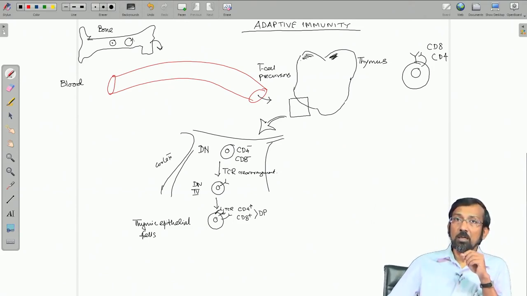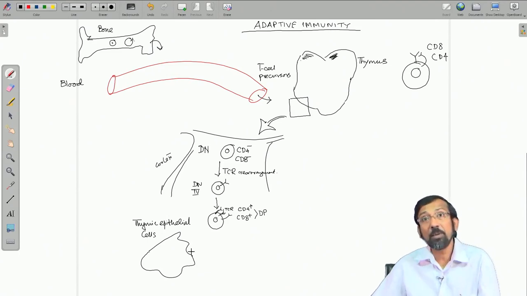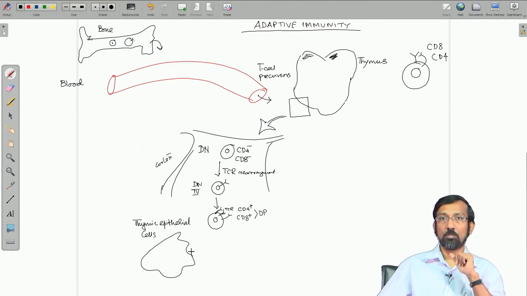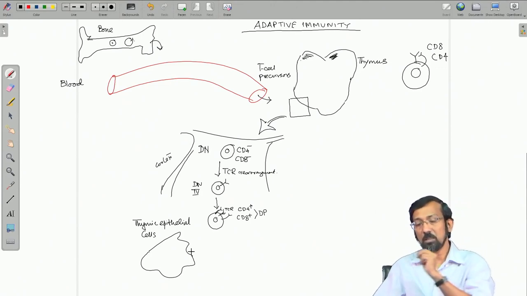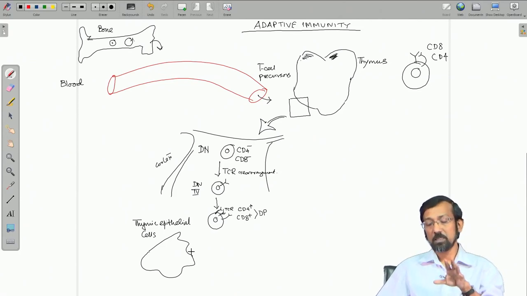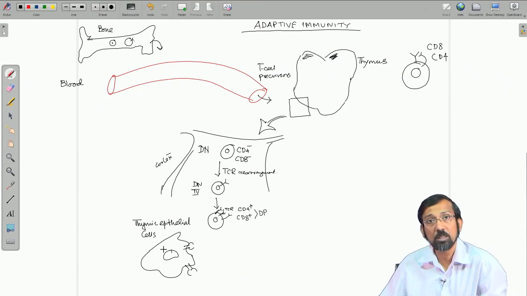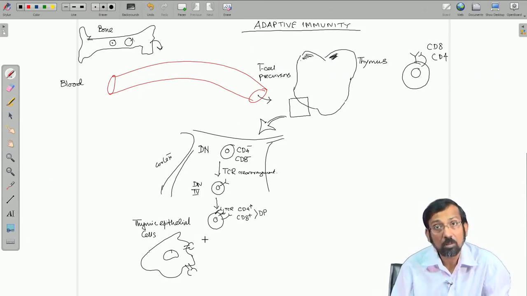They express the different MHC molecules, the class 1 and the class 2 molecules, on their surface. These thymic epithelial cells help these T cells to mature and be selected as either CD4 plus or CD8 plus cells. As I said, these thymic epithelial cells are expressing the MHCs on their surface, so it depends on the type of MHC molecule the cell is interacting with.